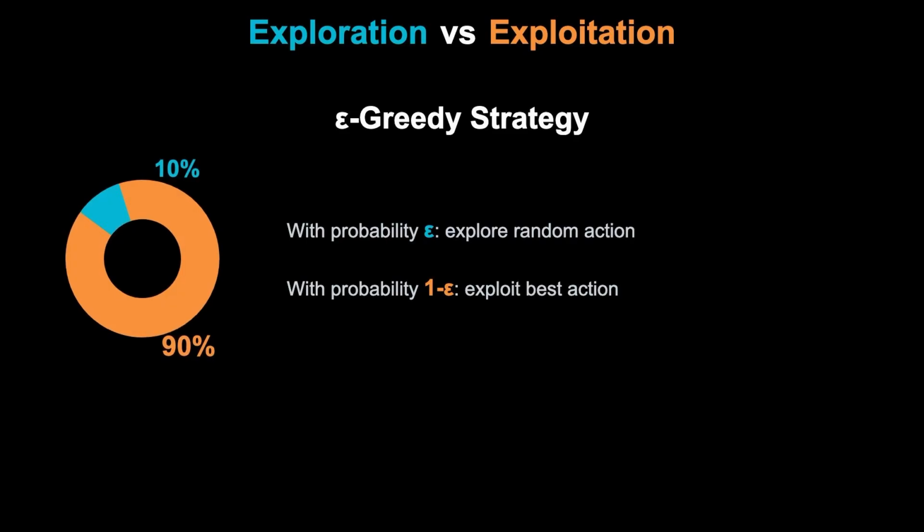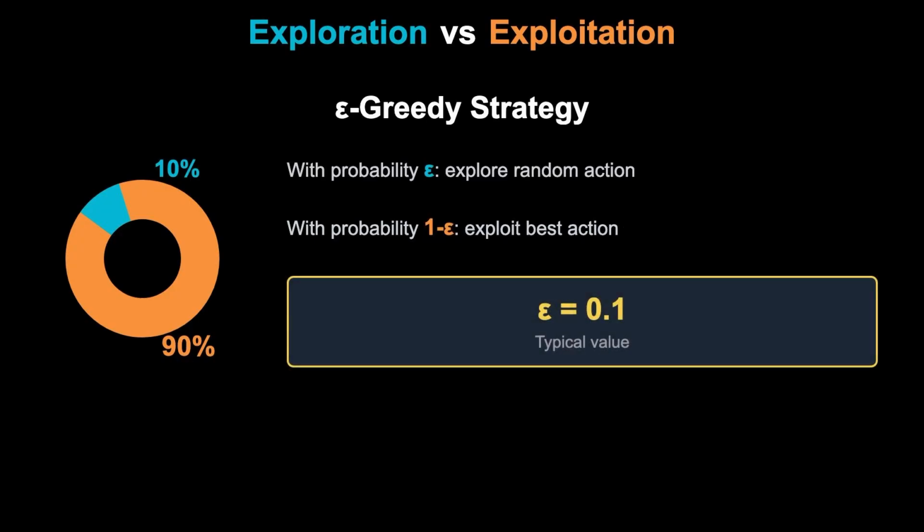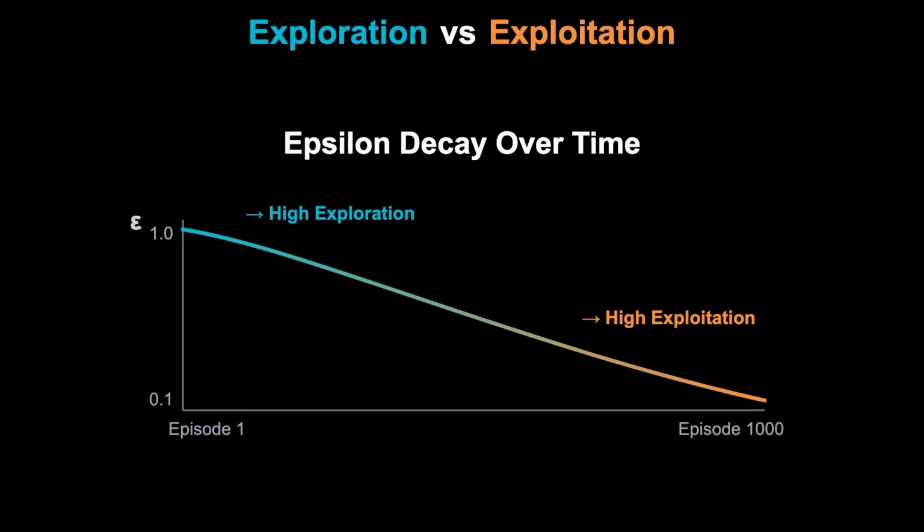Epsilon-Greedy is a simple solution. With probability epsilon, choose a random action to explore. With probability 1 minus epsilon, choose the best known action to exploit. A typical value is epsilon equals 0.1, 90% exploitation, 10% exploration. As learning progresses, we often decay epsilon over time, exploring aggressively at first and then settling into exploitation once we've mapped the environment. Let us walk through a simple example.